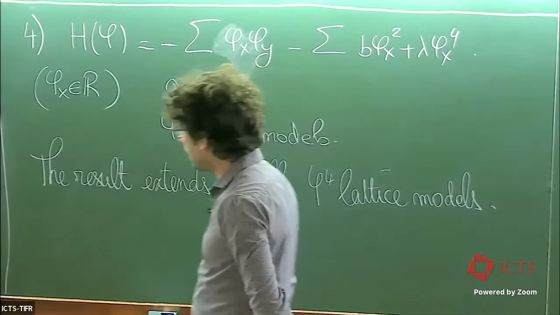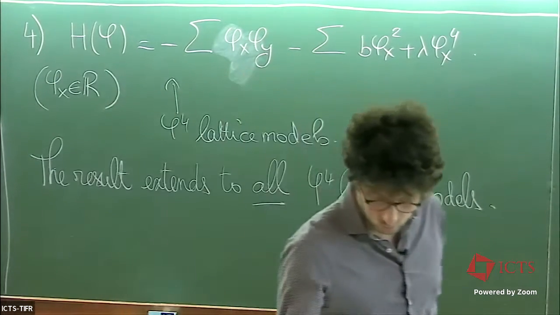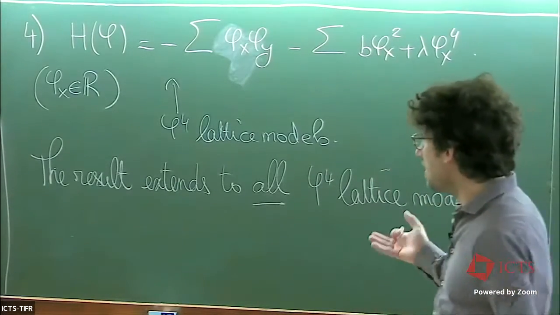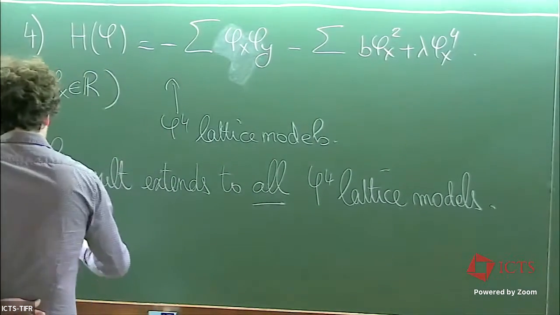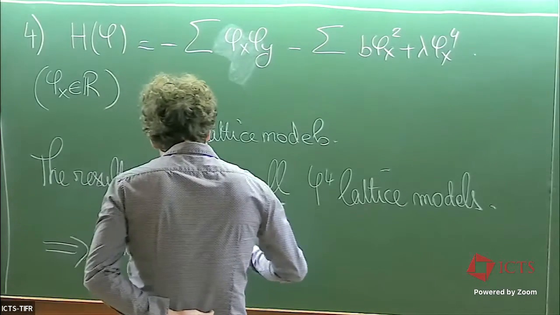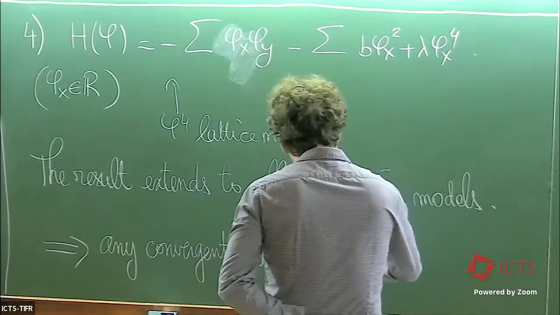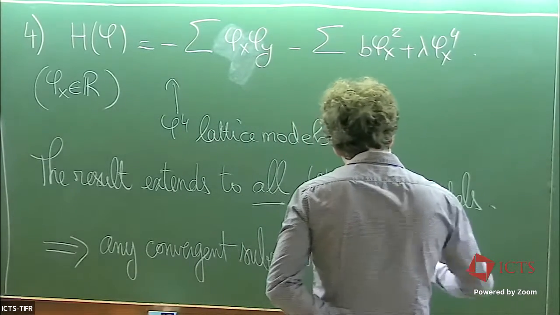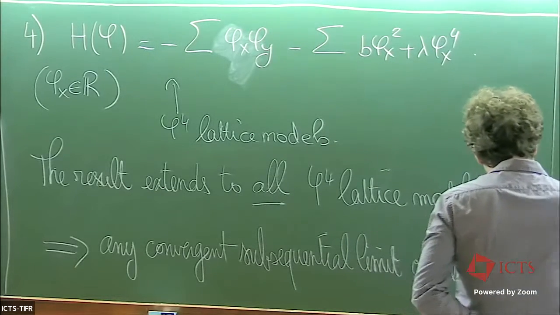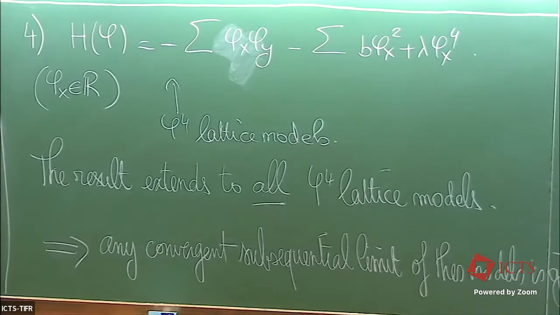I will not be doing it in these lectures. I will focus on this interesting case, but I wanted you to know this. Okay, and in particular, that means that any convergent subsequential limit of these models is Gaussian. So you really don't manage to create anything else than Gaussian processes.